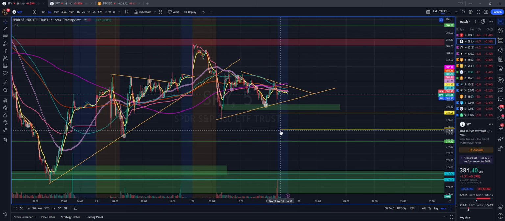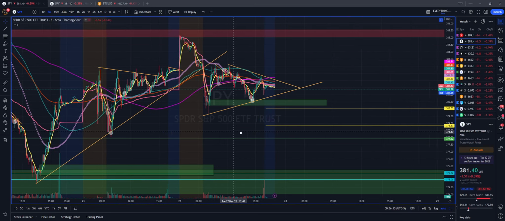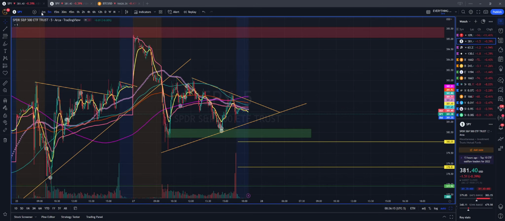Alright, so at the 618 right here, we lined up perfectly right on a demand zone. There should be a demand zone right here. This is the 5-minute time frame. You probably can see the demand zone on the 1-minute time frame. Right, but I'm not gonna draw it right now. Actually, I'm just gonna draw it.